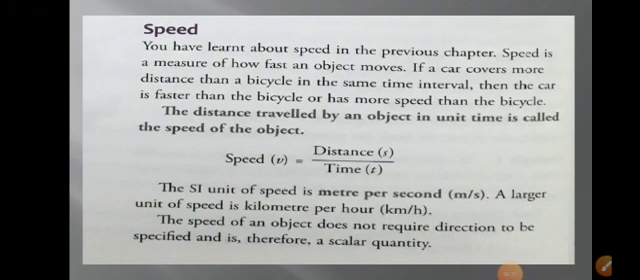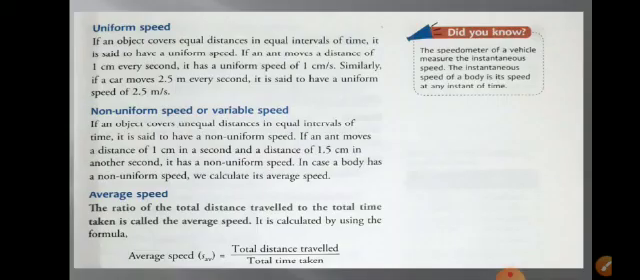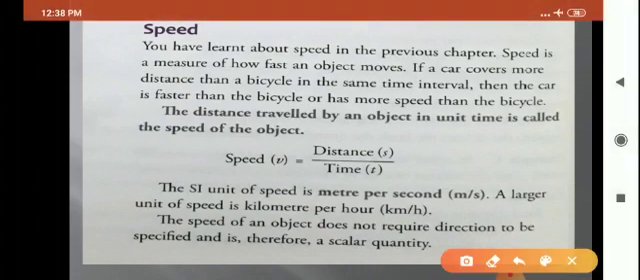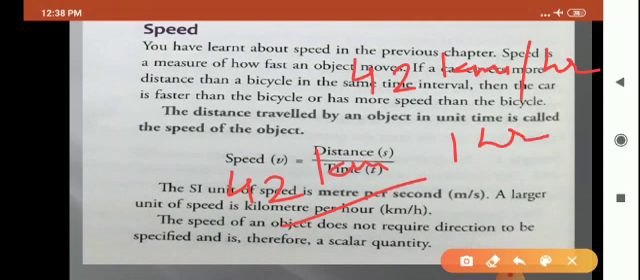Now speed I have already explained to you in a previous topic. Speed is the distance traveled by a body in unit time. Unit time means in every unit of time. If I say that the speed of the body is 40 km per hour, it means the body is covering 40 km in every 1 hour.